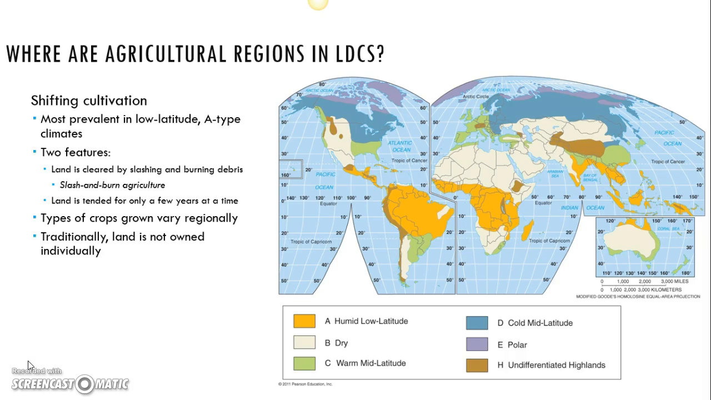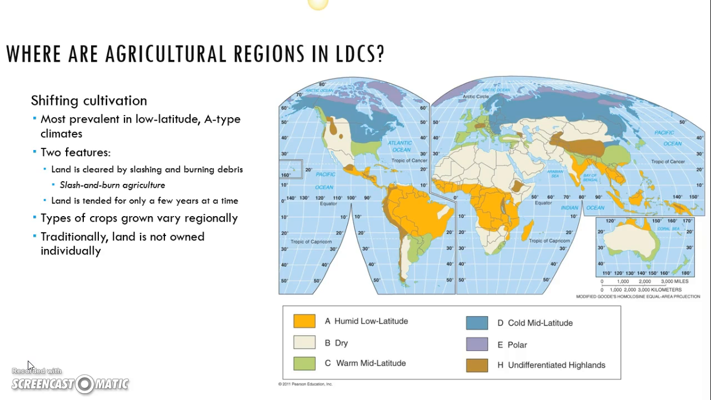Okay, and shifting cultivation is most prevalent in those low latitude and, for the purposes of this map, A-type climates. So A-type climates are kind of our mustard yellow ones. Okay, so they're humid, and that creates certain conditions that make it easier, for lack of a better term, to go ahead and engage in shifting cultivation. And so there's a handful of major features that we want to talk about with shifting cultivation.